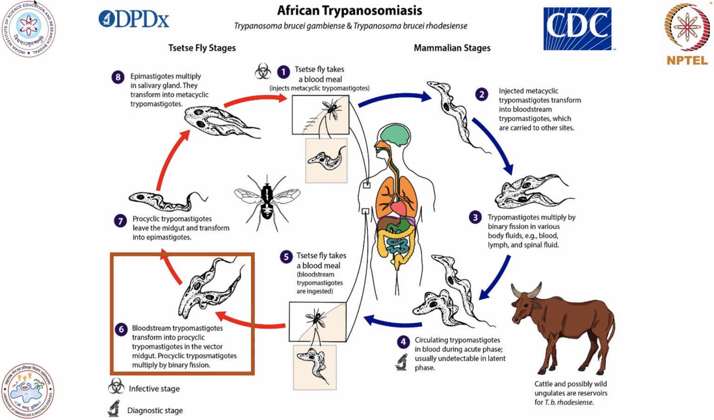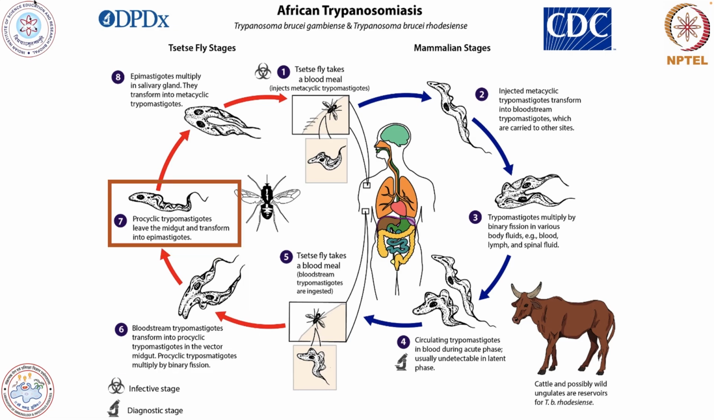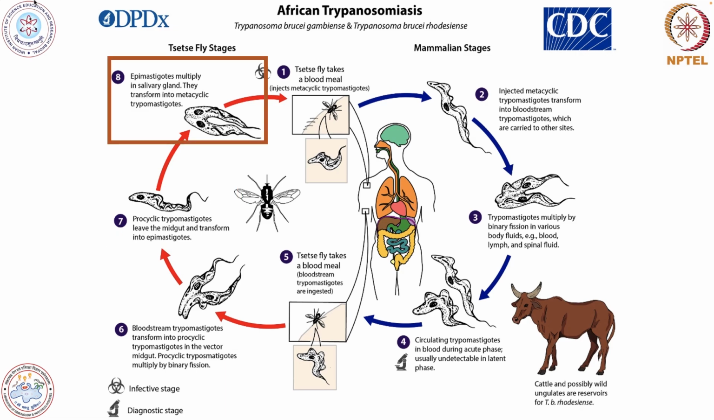They leave the midgut and transform into epimastigotes. The epimastigotes reach the fly's salivary gland and continue multiplication by binary fission. Here you can see that they keep on multiplying and making trypomastigotes. The cycle in the fly takes approximately 3 weeks.